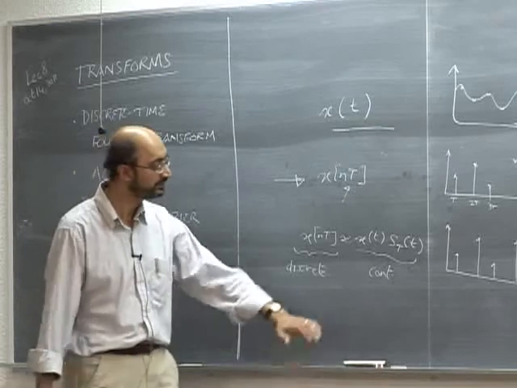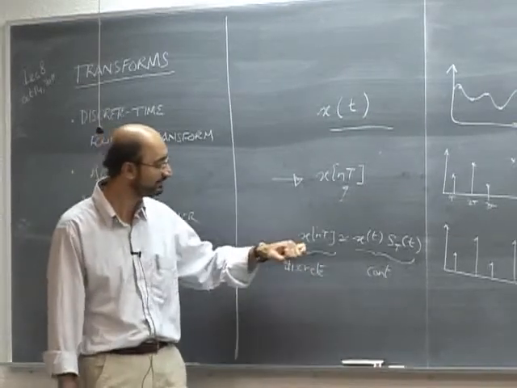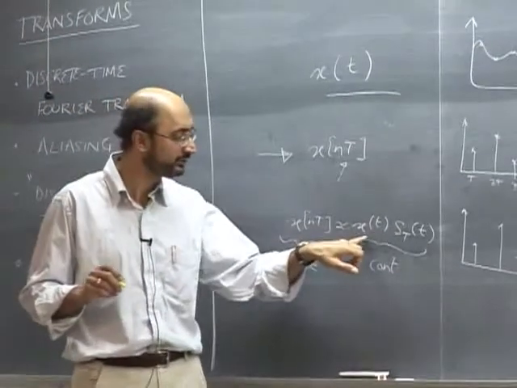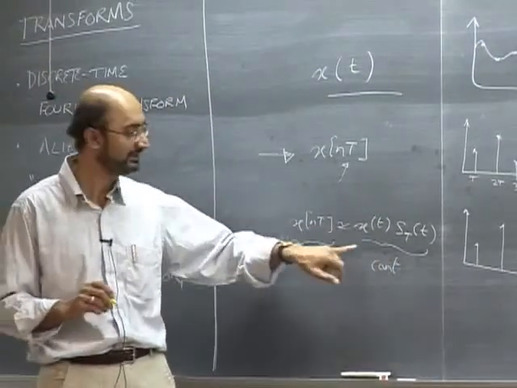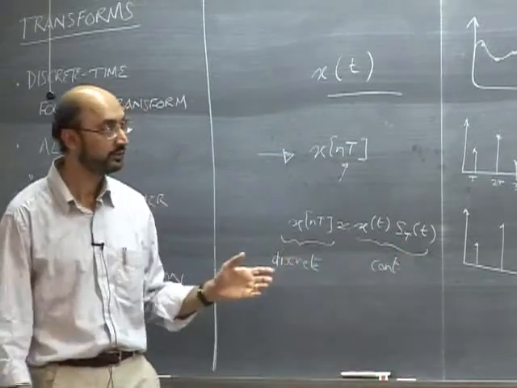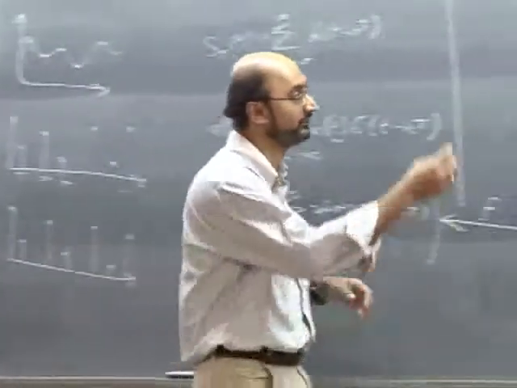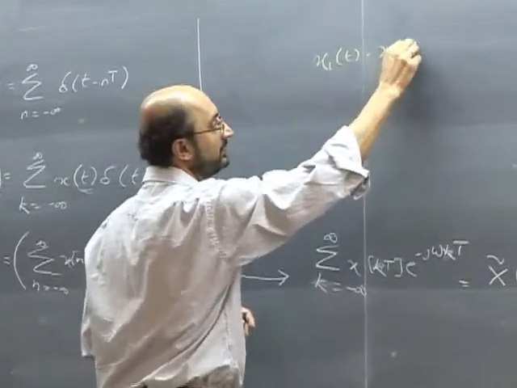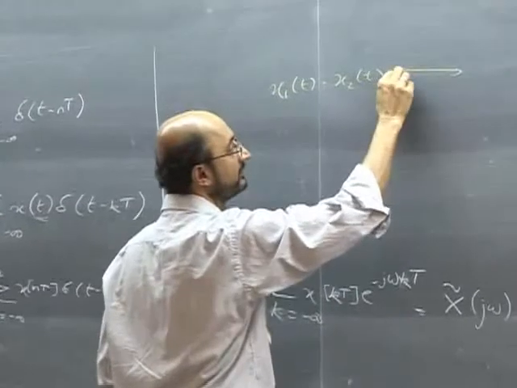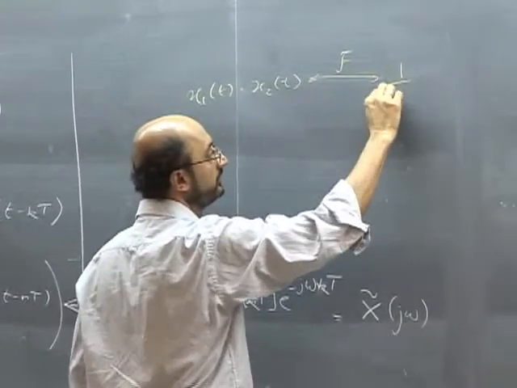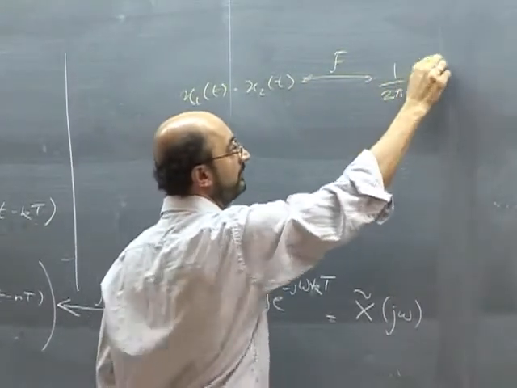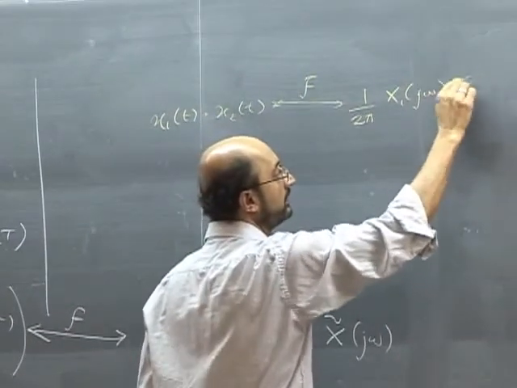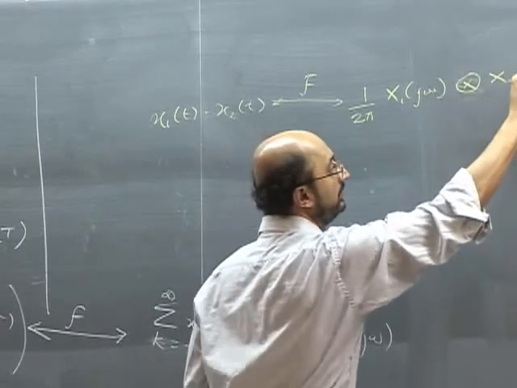So what is a different way? Remember, I showed that this x(nT) can be, I said it's equivalent to the product of two functions, both are continuous, x(t) and s(t). Now, we know, or we should know, that if x1(t) and x2(t) are two continuous functions of time, their Fourier transform is going to be 1 over 2 pi, X1 of j omega convolved with X2 of j omega.